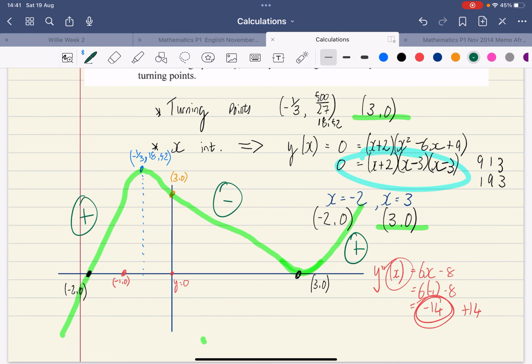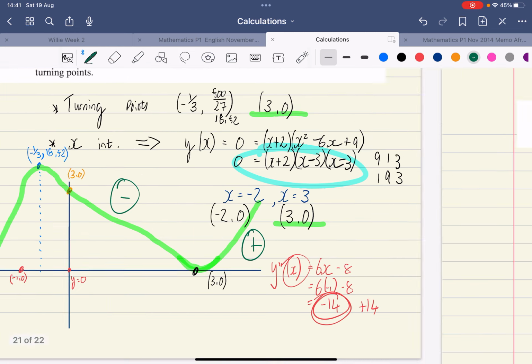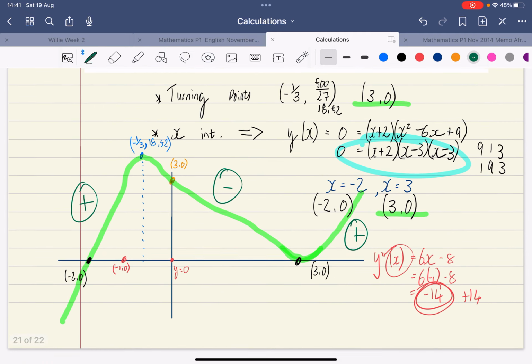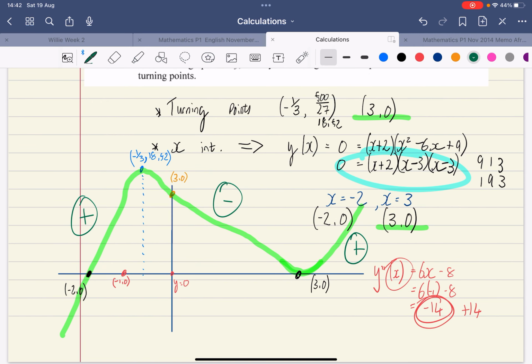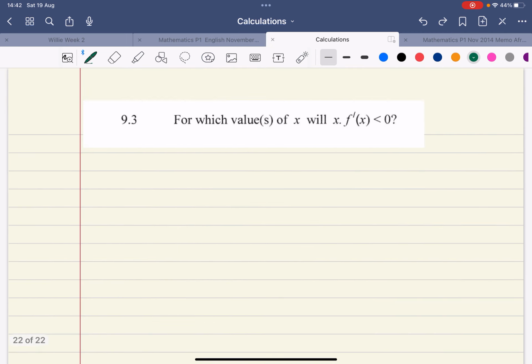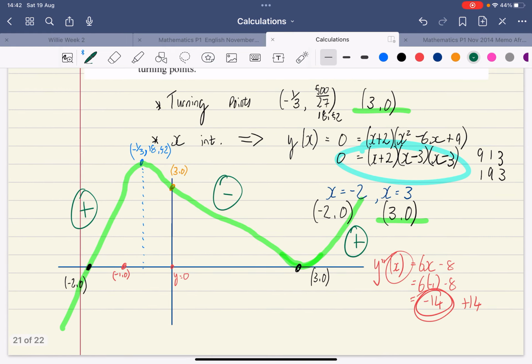And then we would just list those x values to be negative and smaller, 0 to 3. That would just be this interval over there. But now they're saying for which values of x will x times f dash of x be smaller than 0. All right, so looking at our sketch, let's indicate where our graph's derivative is smaller than 0, so it's negative. That will be over here.